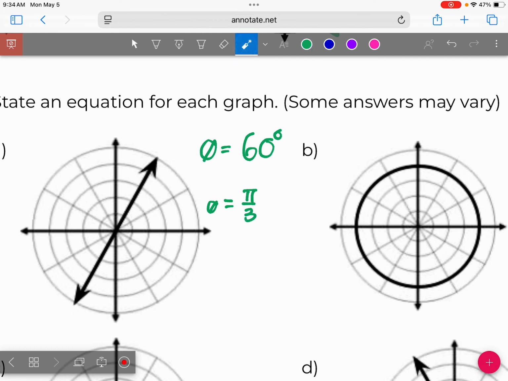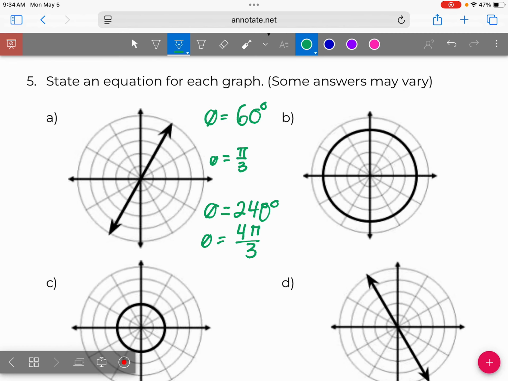We could also do this angle down here. We could go around and hit that negative angle. We could do our 240, or we could do our 4 pi over 3. That also will give us the same line. Our 240 degrees, or our 4 pi over 3. Those all give the same line. So there's lots of different ways of writing these lines.